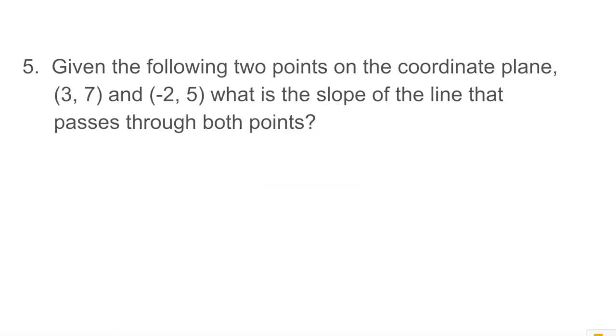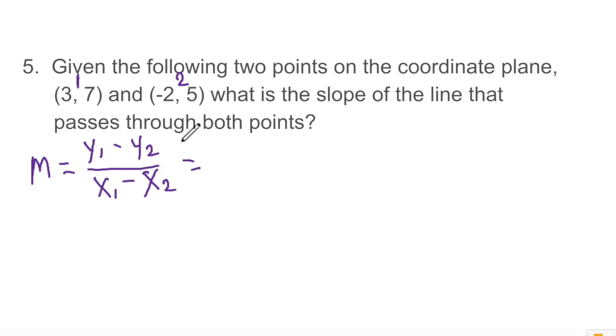Negative 1/6. Now, given the following 2 points on the coordinate plane, 3, 7, and negative 2, 5, what is the slope of the line that passes through both points? So we remember from one of the earlier slides that m, the slope, is equal to change in y's over change in x's, right? So the formula is y1 minus y2 over x1 minus x2. So we'll call this point 1 and this point 2.